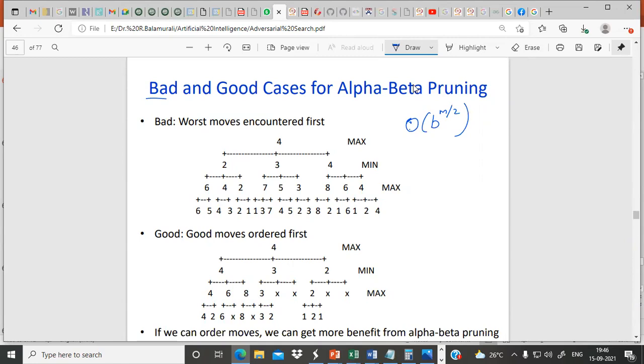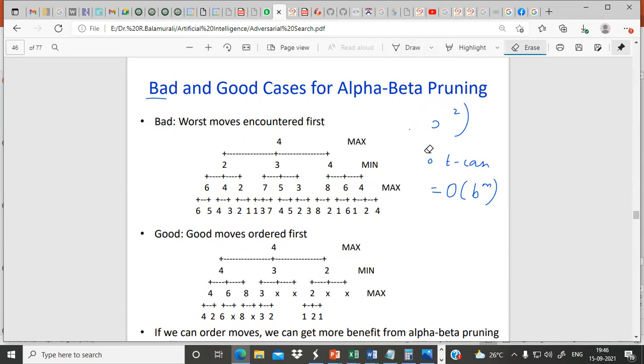This is the best case time complexity that can be achieved with alpha beta pruning. This is not the worst case time complexity. Actually, the worst case time complexity is still the same as order of b to the power m, which is the same as that of the minimax search or a depth first search. So how can we achieve this best case time complexity?